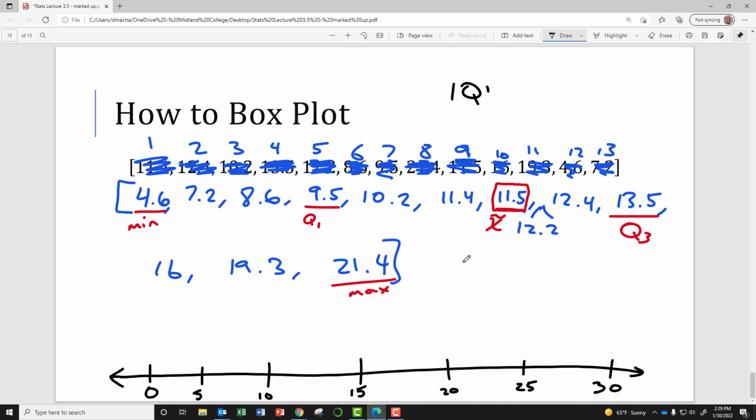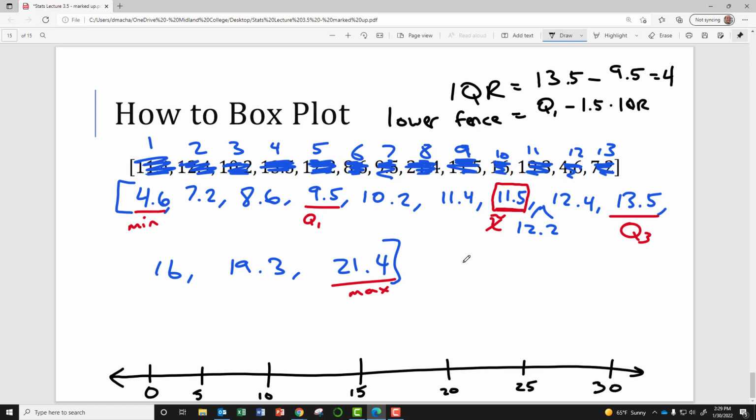I'll calculate my interquartile range while I'm at it, so that's going to be the third quartile minus the first. It's 13.5 minus 9.5, which is 4. The lower fence, what is my lower fence? Right, so you can go back and check that formula. But my lower fence is the first quartile minus 1.5 times the IQR. Now 1.5 times the IQR is going to be 6, because 1.5 times 4 is 6. And then the first quartile is 9.5, so 9.5 minus 6, that's going to be 3.5.